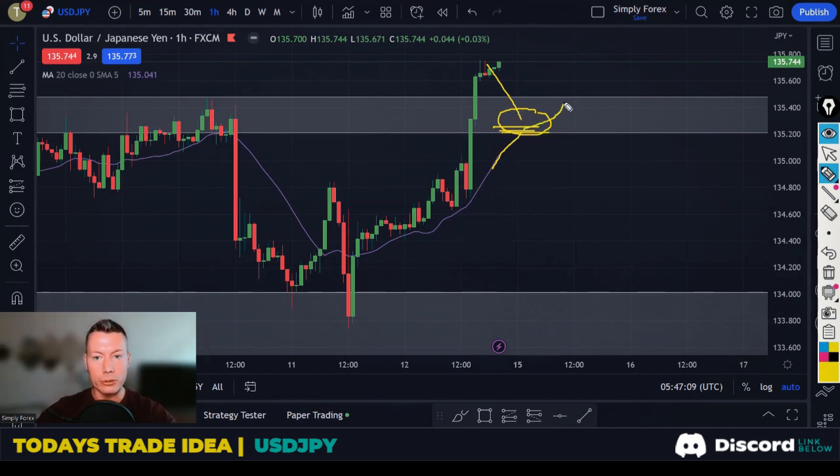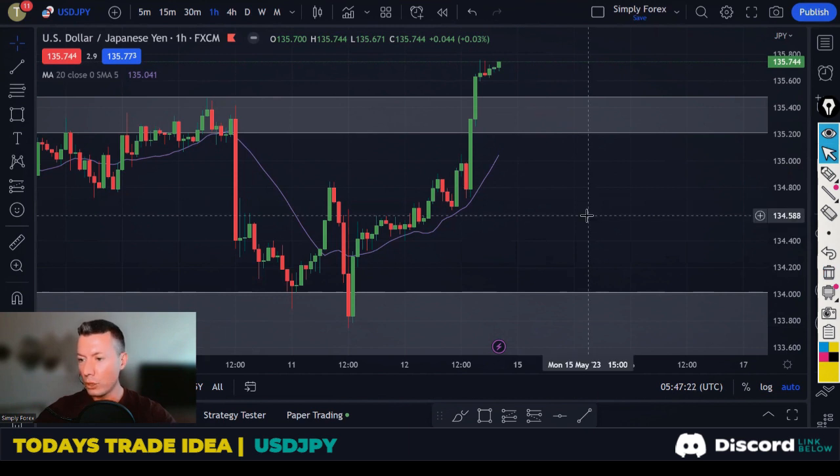Then we can get in the trade and start looking to take it up to that higher time frame target. So that's what I'm looking at, guys. A reaction in here to buy this pair. So I prefer that one out of all the US dollar pairs.